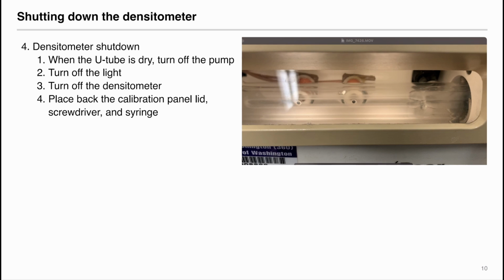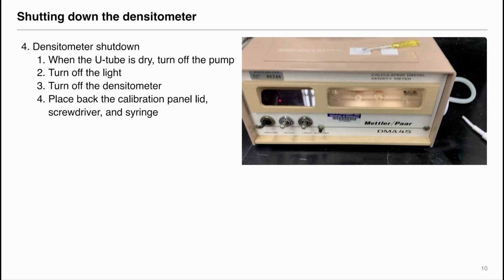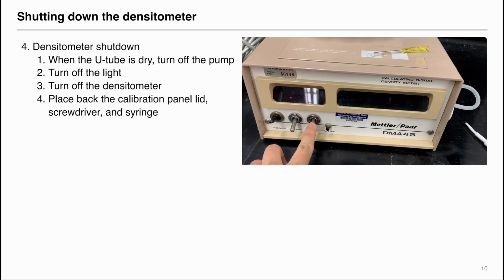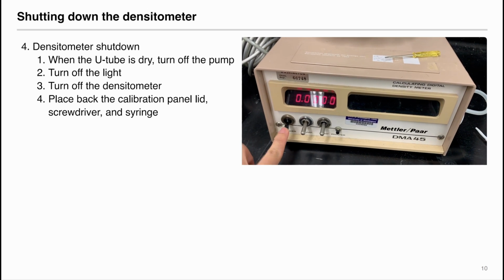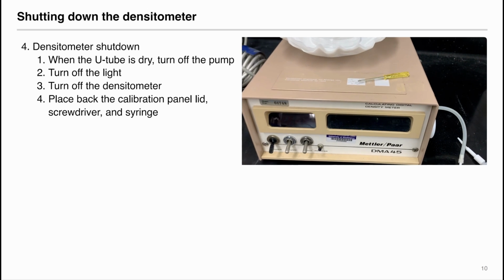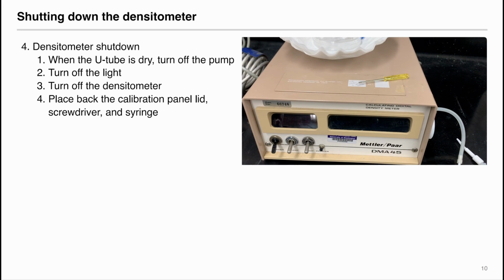When we're ready to shut down the densitometer, we want to make sure that the U-tube is dry. So first dry the U-tube, turn off the pump, then turn off the light, finally turn off the densitometer. Place back the calibration panel's lid, screwdriver, and the syringe so that the next user can use the densitometer with ease.